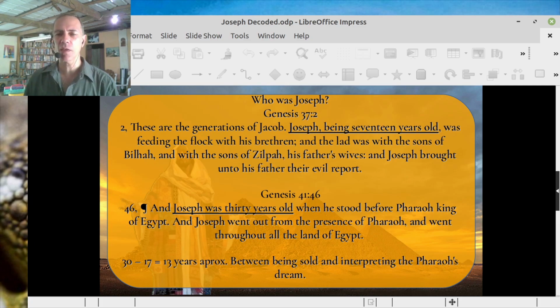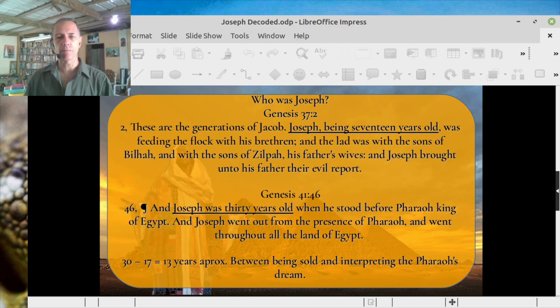We take off 17, and we have this 13-year period approximately when Joseph worked for Potiphar, and also when Joseph was imprisoned. And we don't know how much time was in each of them. There's a lot of writings on this. A lot of them think that he may have been in prison for the bulk of this time and working for Potiphar the minor part of this time. But you've got a 13-year period in here. Joseph shows up in Egypt a little after 17 years old.